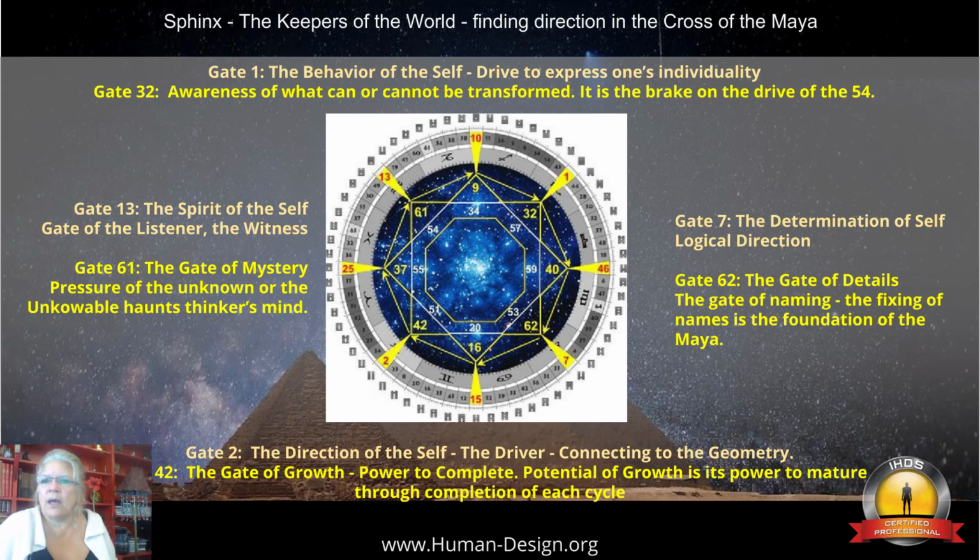Gate 1, the drive to express one's individuality. Gate 1, the expression of the self, being expressed through gate 32, or influenced through gate 32. Awareness of what can or cannot be transformed. Gate 32 is down in the spleen. It receives from gate 54, that power of transformation. So it is the brake on the drive of the 54.